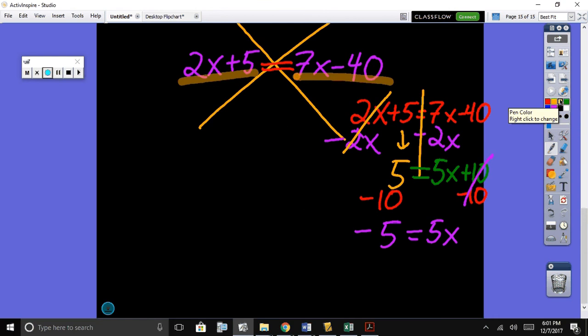And then just like before, first eliminate the constant being added or subtracted. We did that. Now we're going to eliminate the constant being multiplied or divided. In this case, we are multiplying 5 times x. So we're going to do the inverse of multiplying, which is division. This will leave us with x equals negative 1.